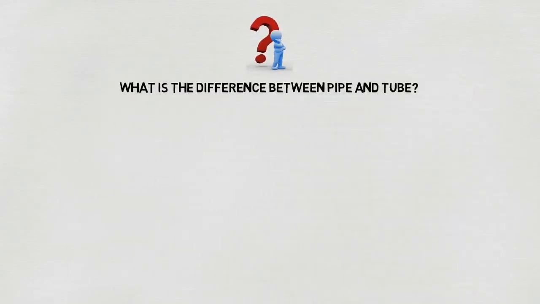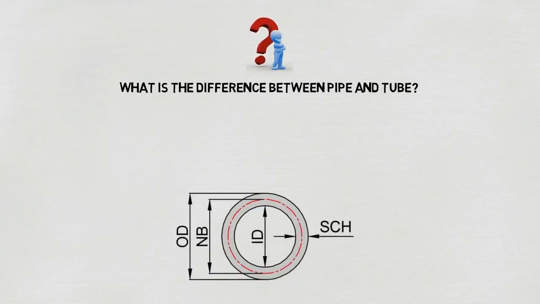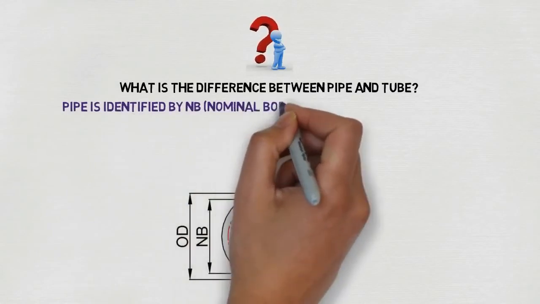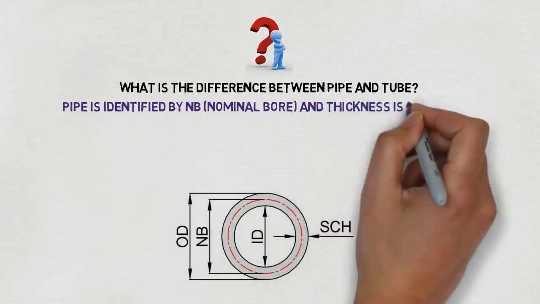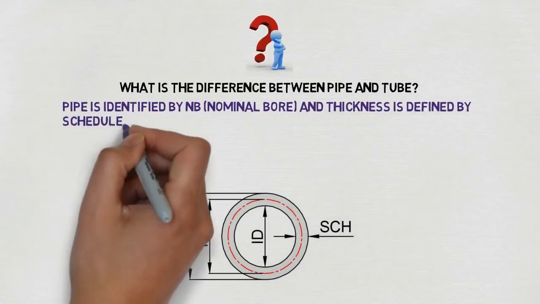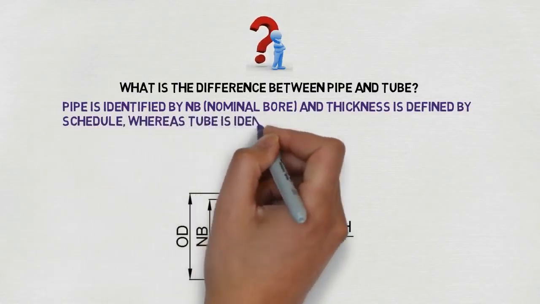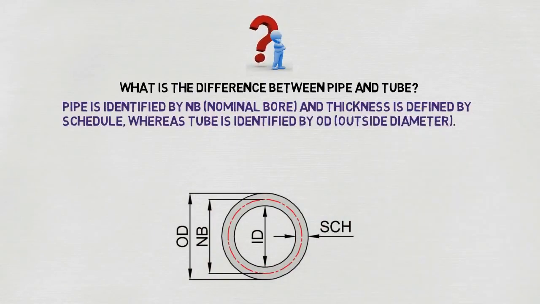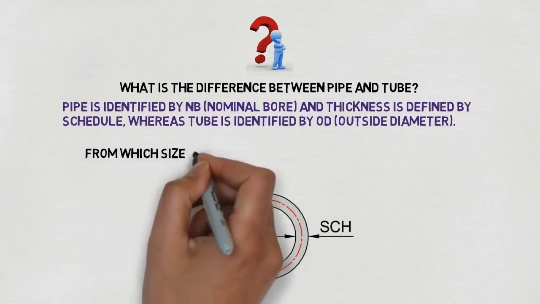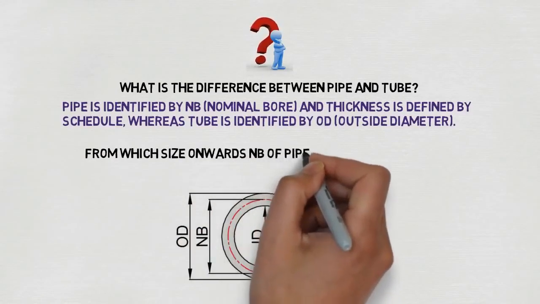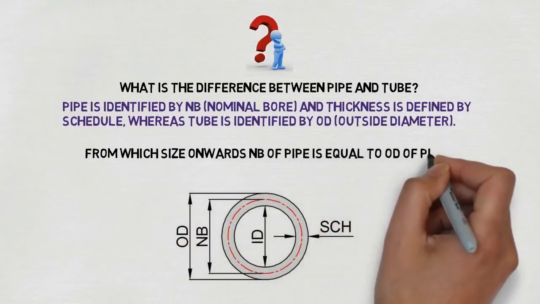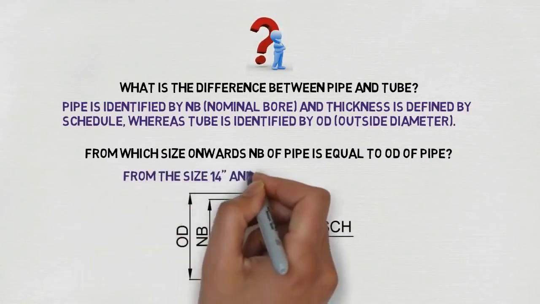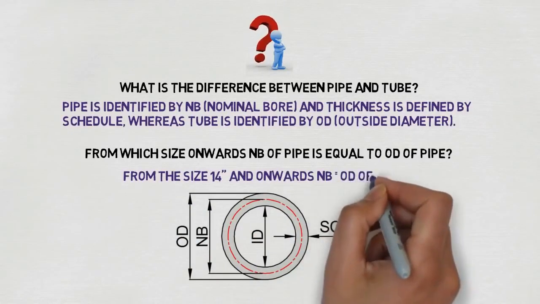What is the difference between pipe and tube? Pipe is identified by NB, which is nominal bore, and thickness is defined by schedule, whereas tube is identified by OD, which is outside diameter. From which size onward is the NB of pipe equal to the OD of the pipe? From the size 14 inch and onward, NB is equal to the OD of the pipe.